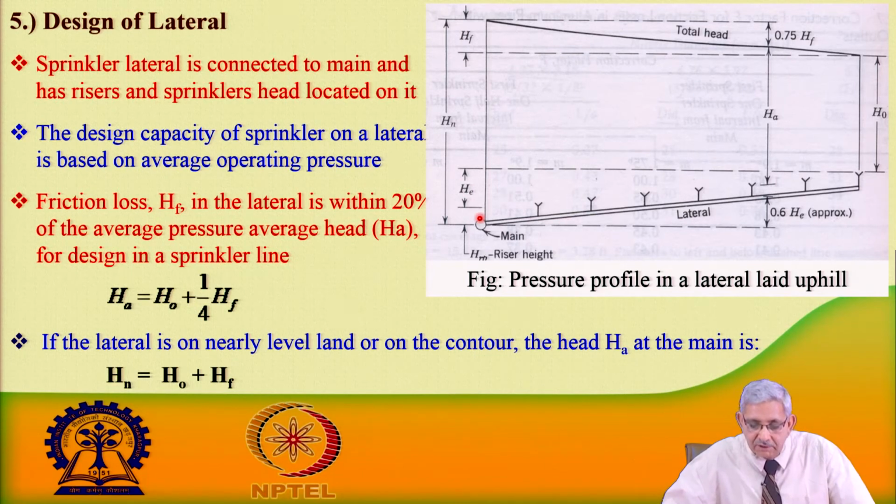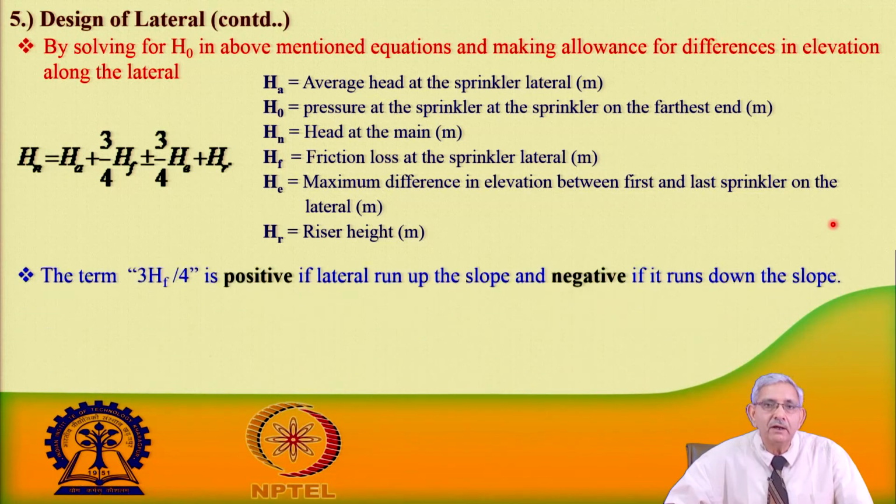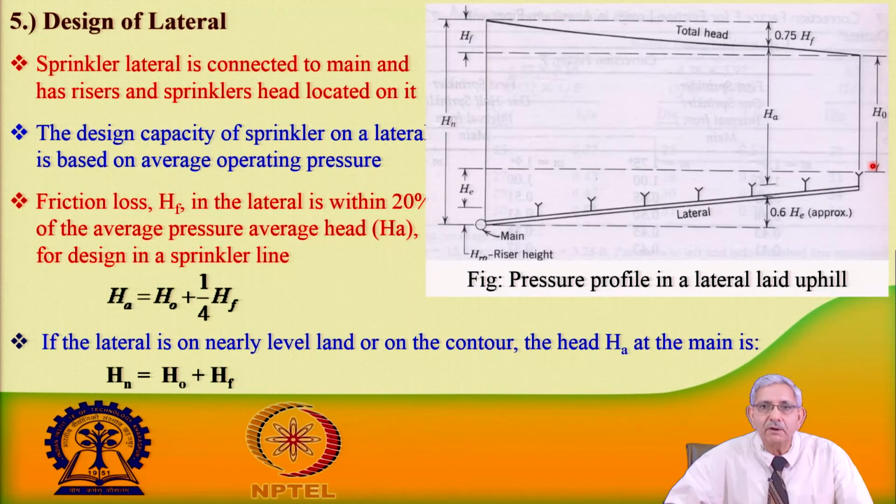This H r is the height of the riser pipeline, that is the height of the riser, this is the riser pipeline. So, this has been added. Now, if we are not putting a riser in the lateral itself, and the sprinkler nozzles are attached directly, then H r will be equal to 0.